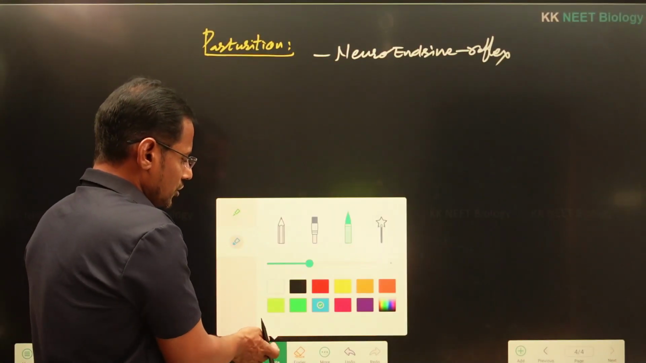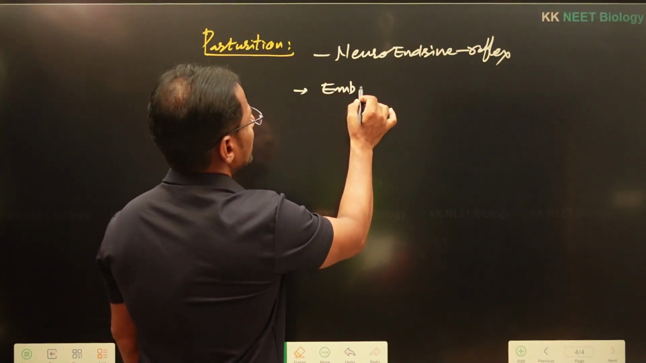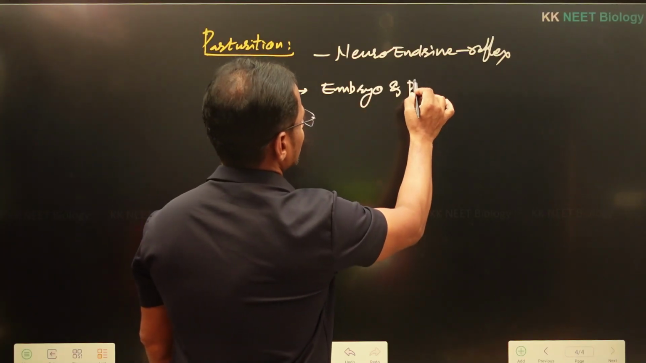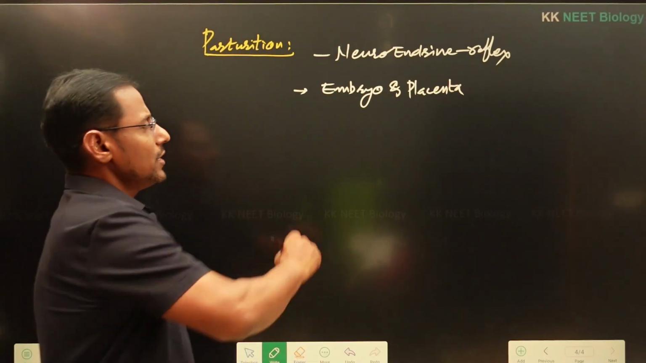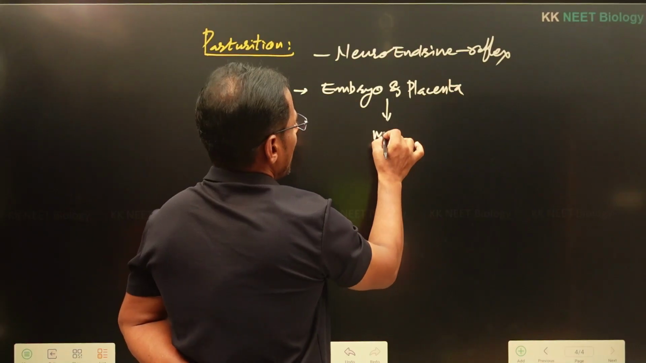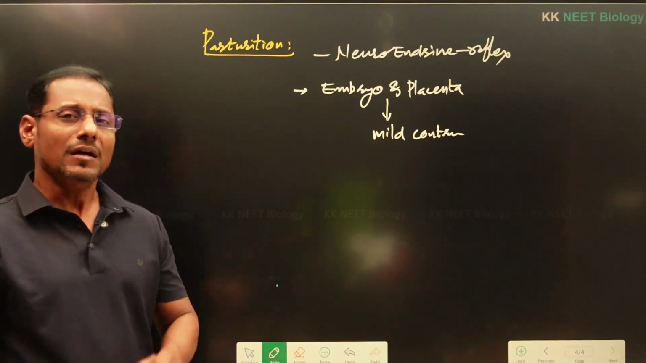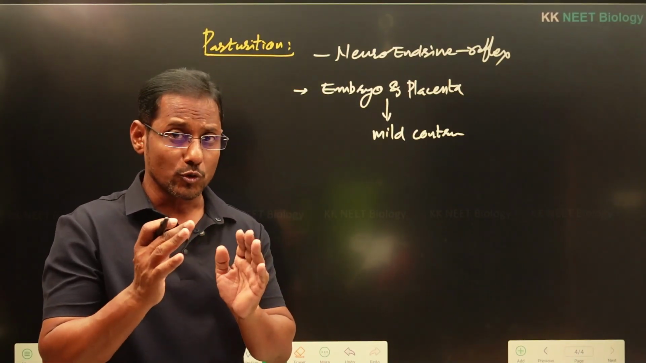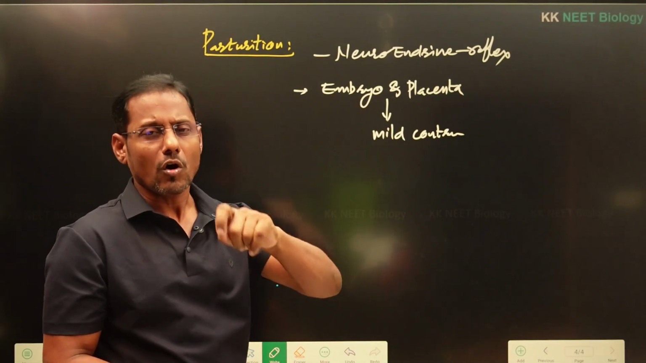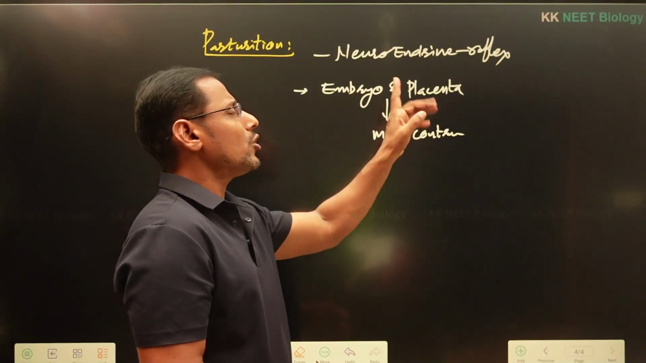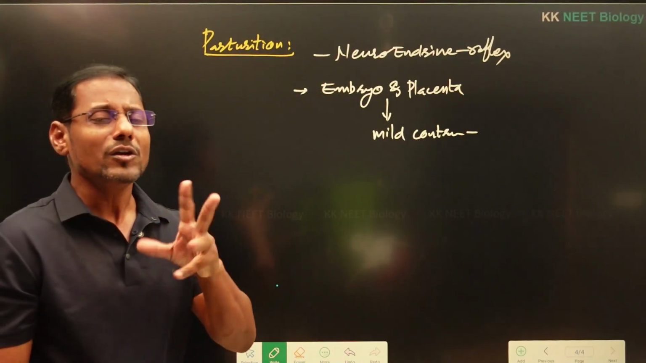The initiation of the delivery is done by the embryo itself as well as the placenta. Both of these initiate the parturition process. As a result, mild contractions take place in the myometrium of the uterus. The myometrium is the middle layer of the uterus, made up of smooth muscles which show contraction activity, right? So after the neural signal from the embryo and the placenta, the myometrium shows mild contractions only.